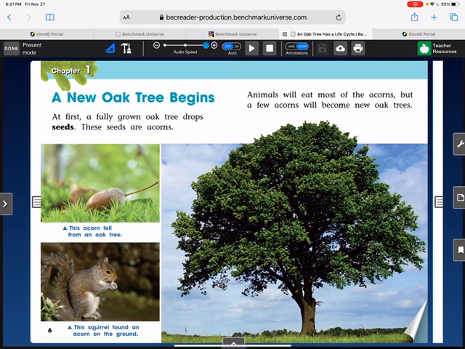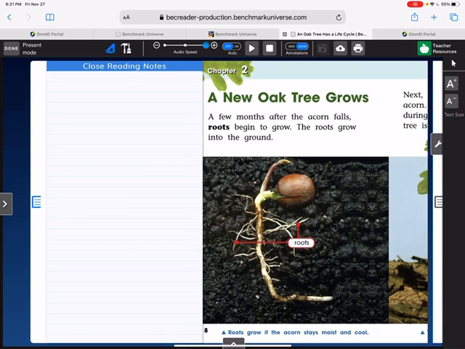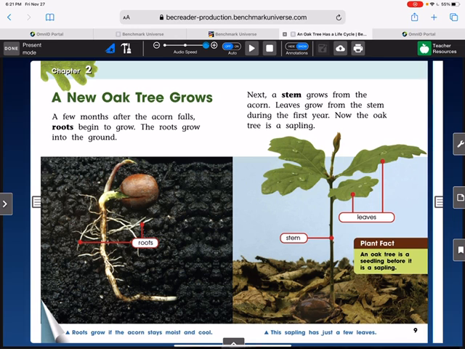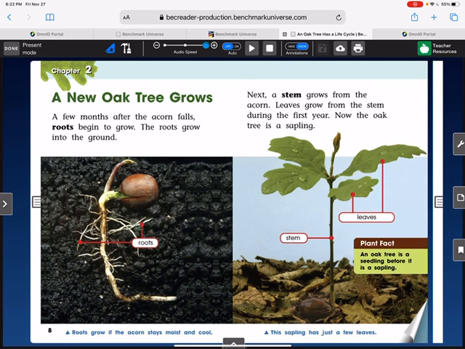Here we have 2 captions written in blue. This acorn fell from an oak tree. This squirrel found an acorn on the ground. Chapter 2. Oh, I was going to just see if I skipped a page there accidentally. Nope, we're good. Chapter 2. A new oak tree grows.